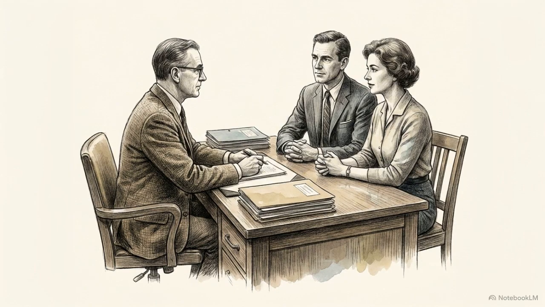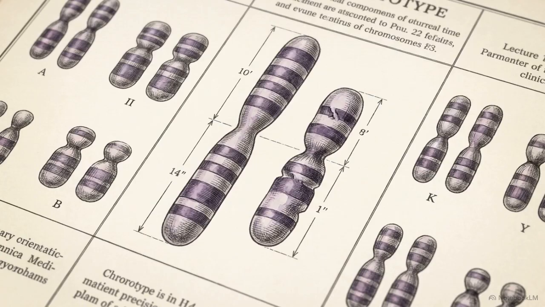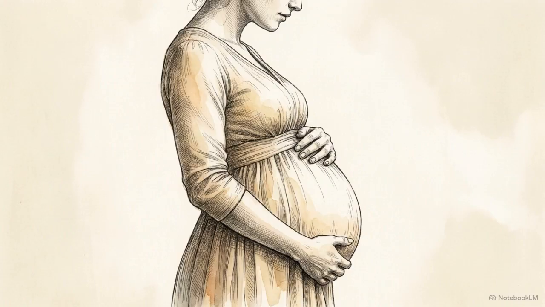This same mapping process provides answers for couples facing repeated pregnancy loss. By karyotyping the parents, doctors can expose hidden chromosomal abnormalities in an otherwise healthy adult's genome that are causing the recurring complications. The diagnostic window extends to patients before they are even born.